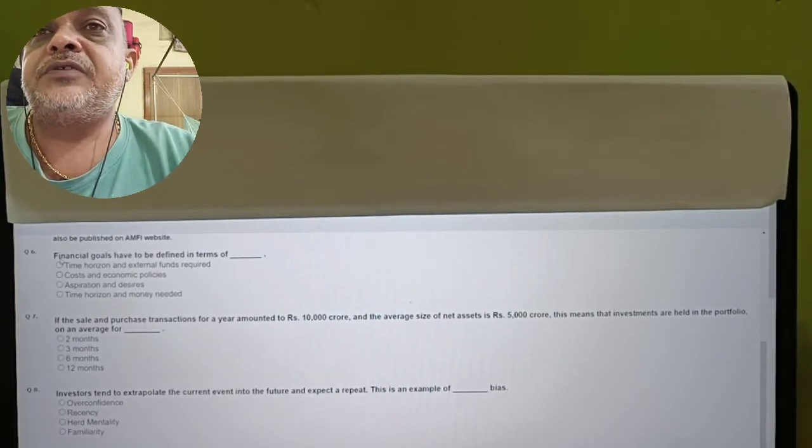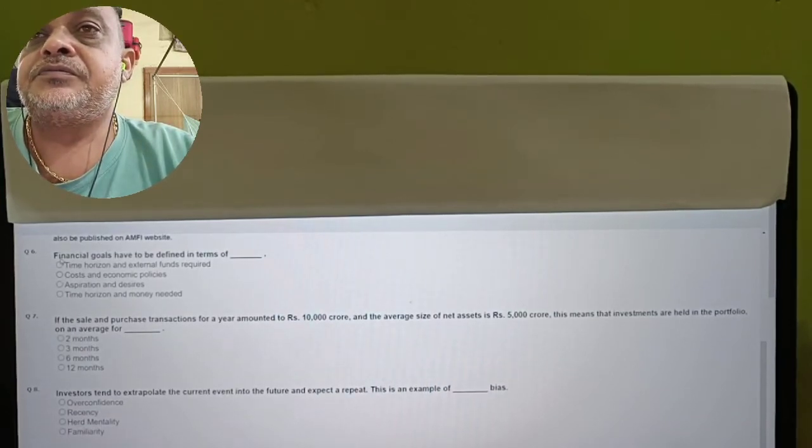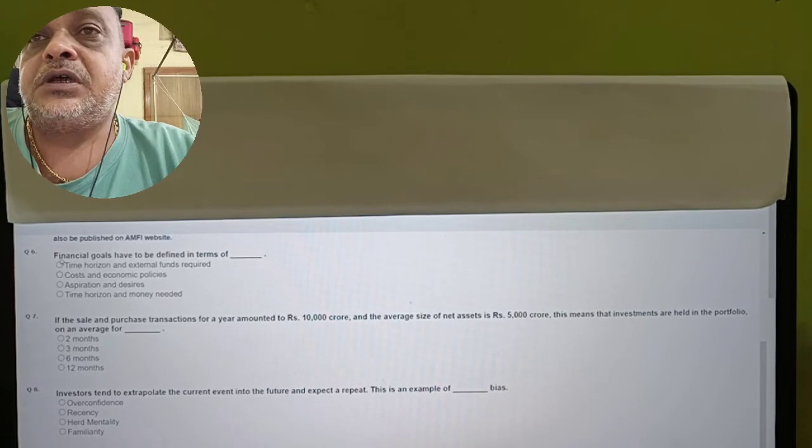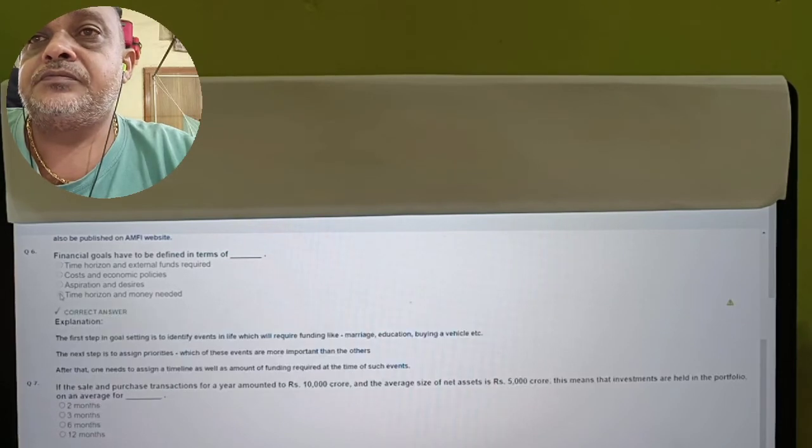Financial goals have to be defined in terms of time horizon and external funds required, cost and economic policies, aspirations and desires, time horizon and the money needed. Fourth is the correct answer.